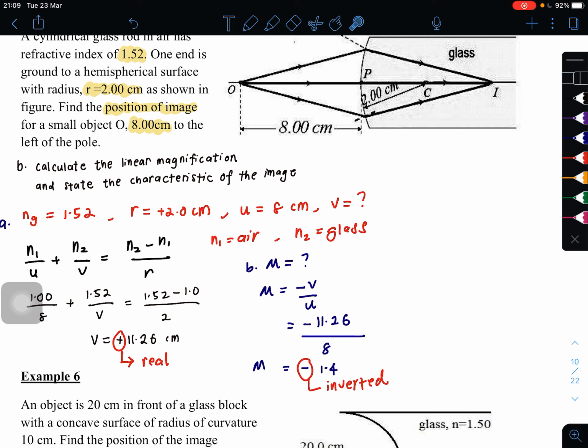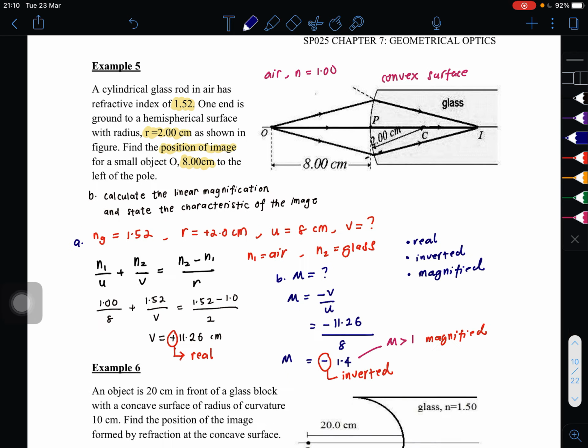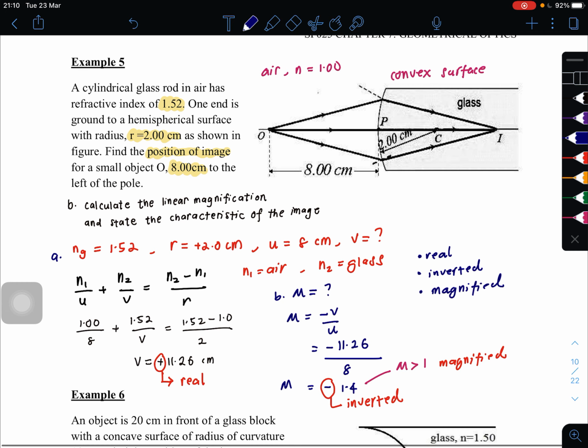And then kita mau tahu size image yang terbentuk tu, kita tengok value. We just ignore the sign lah. So kita tengok value dekat sini 1.4, meaning that M is larger than 1. So kalau larger than 1, it is magnified. Okay, so list down the characteristic. So we have real image, and then inverted, and then last one will be magnified. Okay, so that's all for example 5.